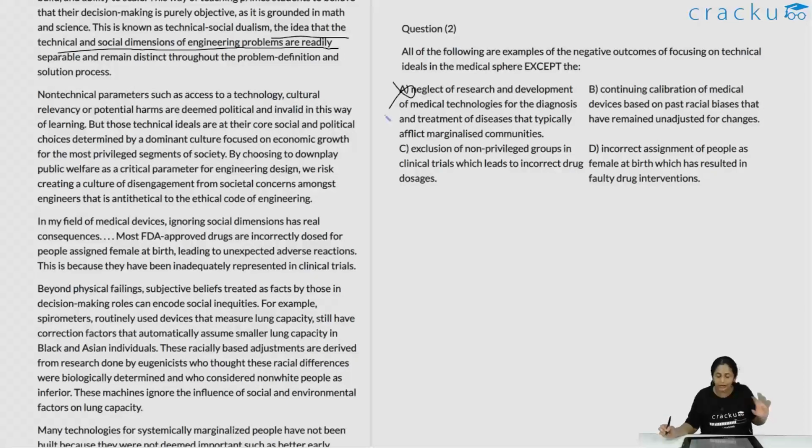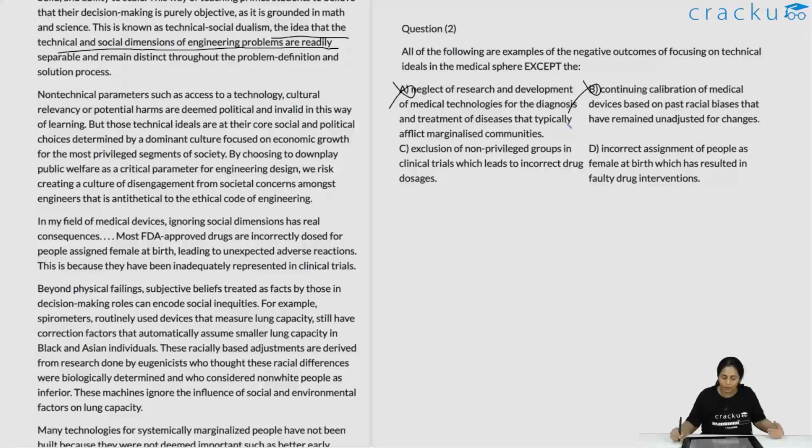All of the following are except this. So this is an example, so we can eliminate it. Option B is continuing calibration of medical devices based on past racial biases that have remained unadjusted for changes. This is based on the example of the spirometer, that what you're relying on as fact are basically racially biased readings of eugenicists. So you continue to calibrate lung capacity using those figures that were given by eugenicists. So this is also given as an example in the passage.